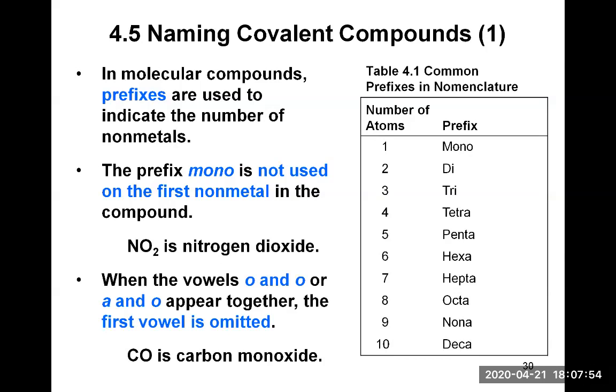When 2 vowels, O and O or A and O, appear together, the first vowel is omitted. So for example, CO is carbon monoxide. You drop one of the O. Or if it was pentaoxide, we would say pentoxide.